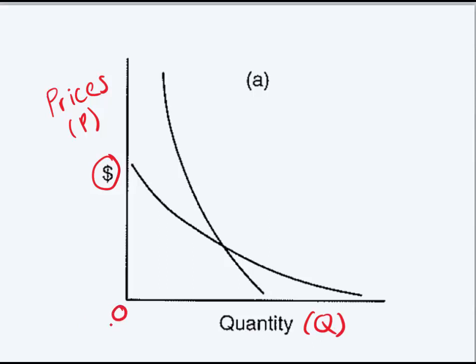Now the only thing to take away from this graph is that demand curves differ for different people. So this one you'll see is very steep. If there's a small decrease in price, let's say from P1 to P2, we'll see almost no change in quantity. It's a very small change in quantity.